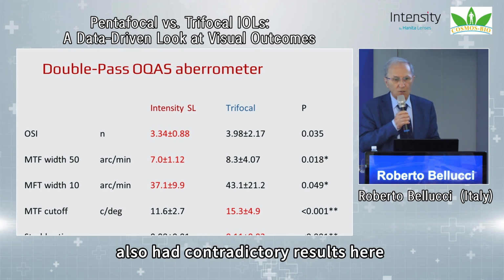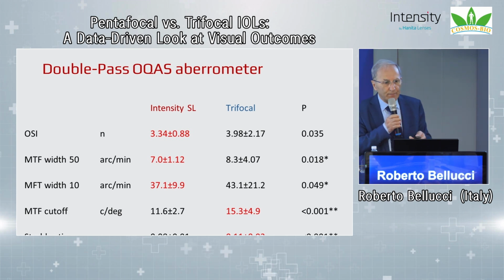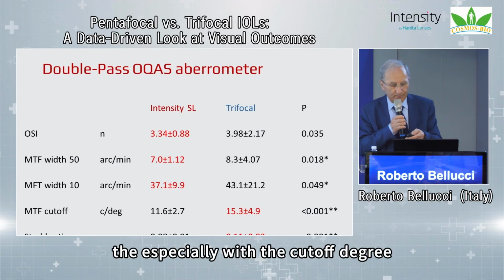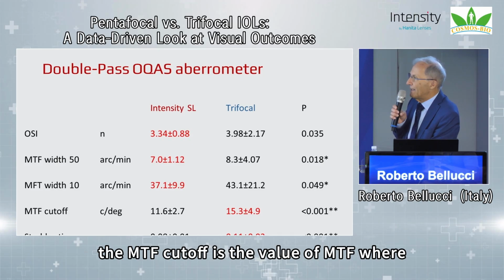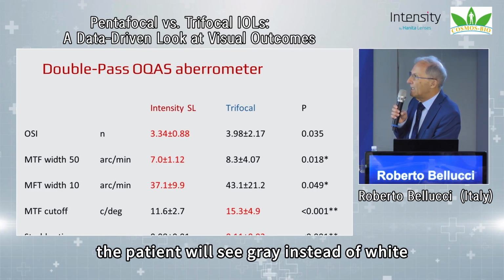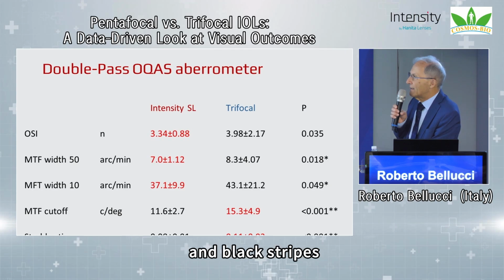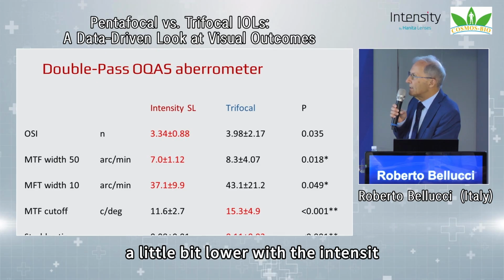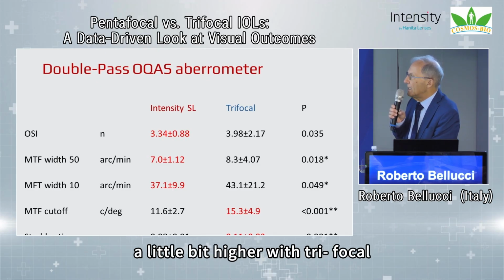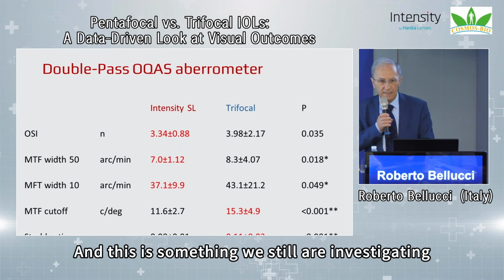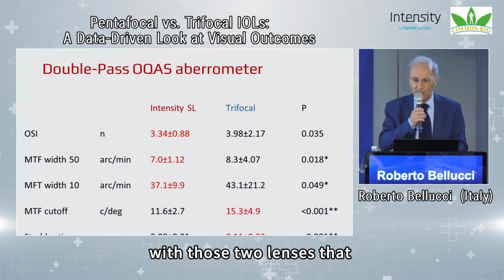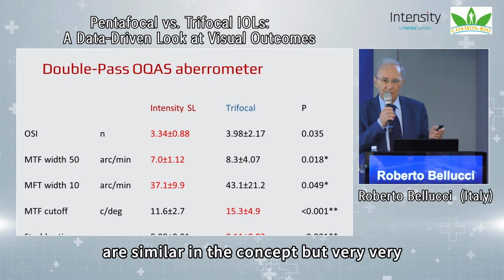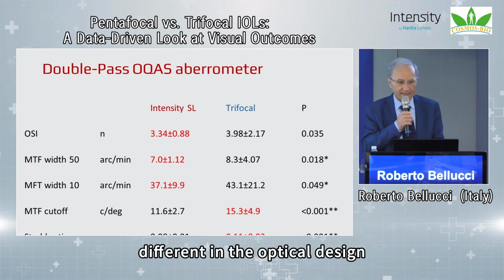And I also had contradictory results here, especially with the cutoff degree. The MTF cutoff is the value of MTF where the patient will see gray instead of white and black stripes. And this was a little bit lower with the Intensity, a little bit higher with the trifocal. And this is something we still are investigating according to the result we had with those two lenses that are similar in the concept, but very, very different in the optical design.